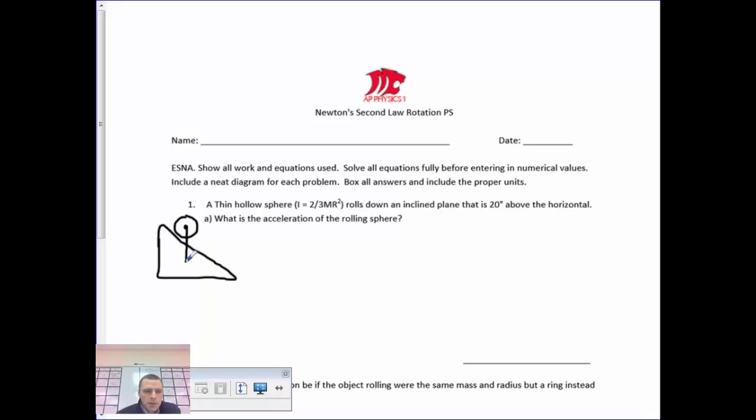We have an mg vector, which is the weight. We also have a normal force vector, and then there's a friction vector that is applied right at the base of the circle. To do the acceleration, the sum of the forces equals m times a being the goal.